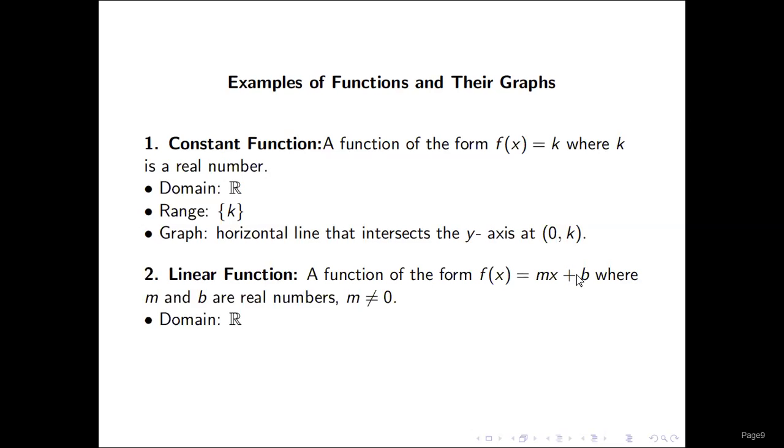So what is the domain of a linear function? All permissible values of x. So you can plug in any value of x, it will be defined. Since no square root is involved, no dividing by 0, so it will always be defined. In other words, the domain is R, the set of all real numbers. The range is also R.